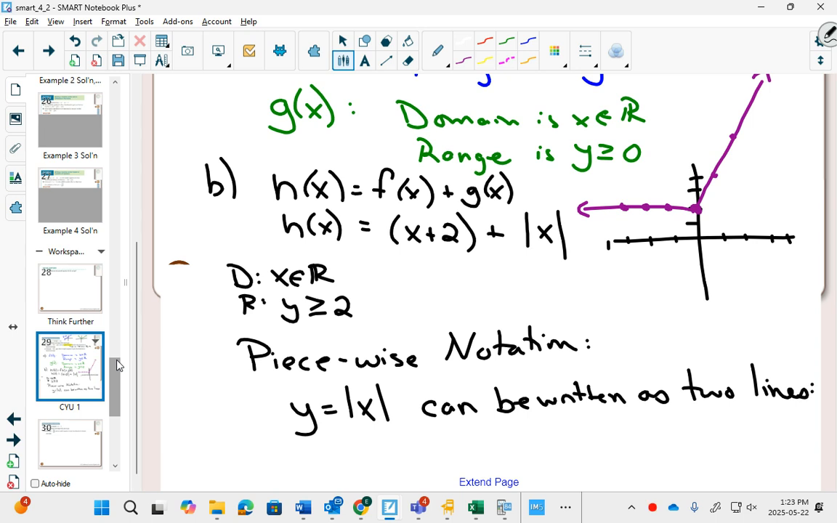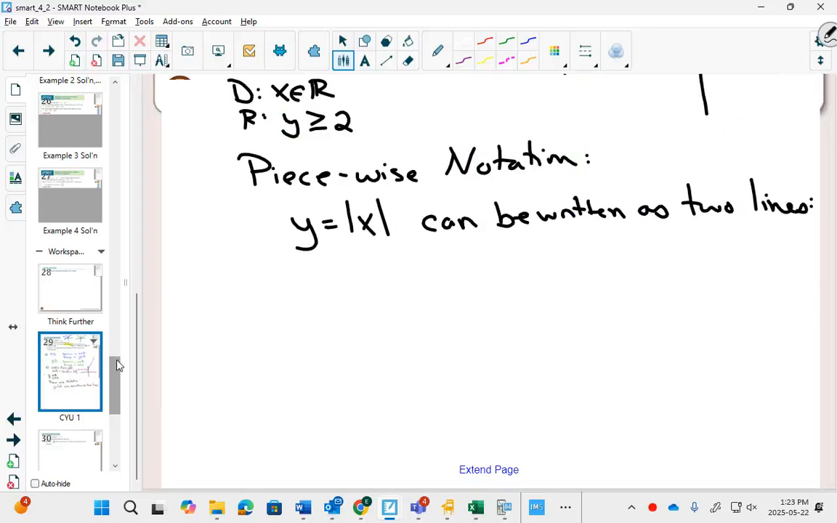Would you agree that your absolute value graph is really just two straight lines glued together? So the way that we would write that is we would write it like this. And we use these squiggle brackets because we have more than one thing we're going to write. And your regular, just redraw here. Here's your absolute value graph, right?